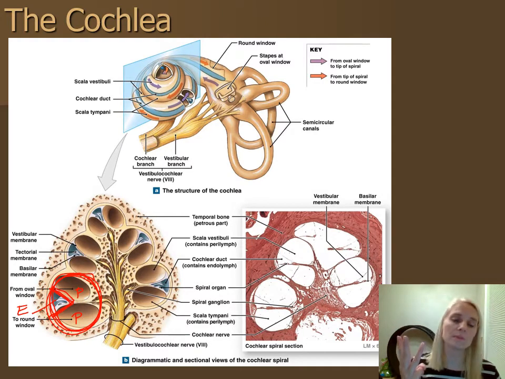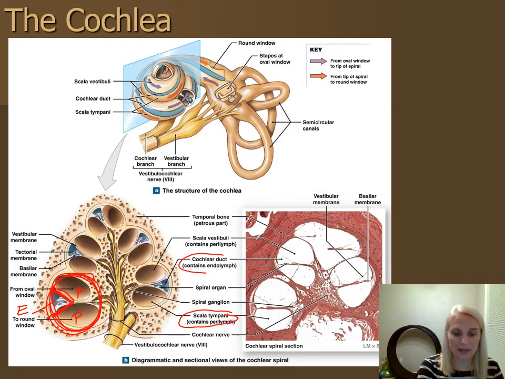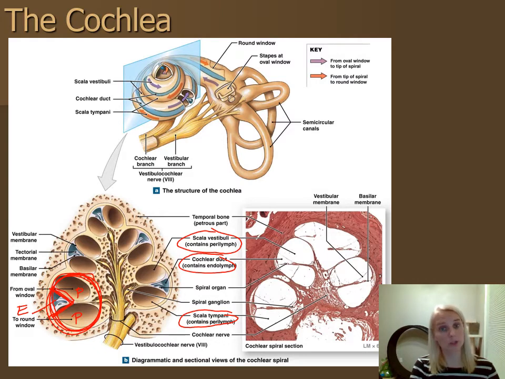There are three tubes, and they're actually called ducts. The tympanic duct is on the bottom. We have a cochlear duct in the middle, that is the membranous labyrinth, and it contains the endolymph. And then we have the vestibular duct. You see it says scala vestibuli and scala tympani, and then cochlear duct. You can call them all ducts, that's fine. I think your lab manual calls them that. So the vestibular duct is on the top, cochlear duct is in the middle, tympanic duct is on the bottom.